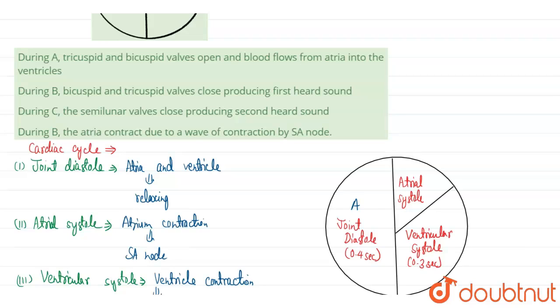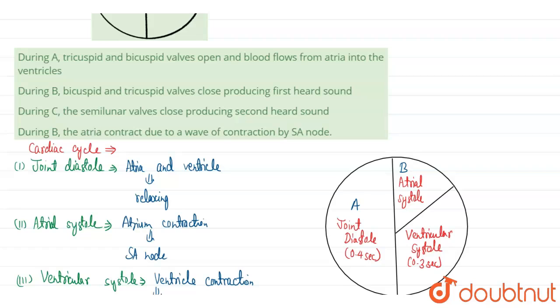And our second option is during B, that is the atrial systole. During B, bicuspid and tricuspid valves close producing the first heart sound. But during B our bicuspid and tricuspid valves will be open, because at this time the atrium is contracted, and blood will flow from atrium to the ventricle.